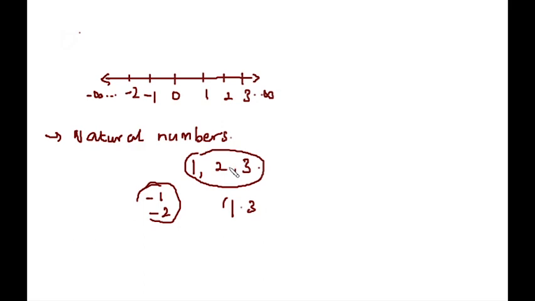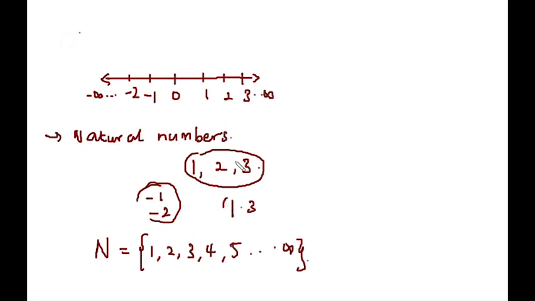So in set format, you can say natural numbers can be given as N is equal to all whole numbers from 1, 2, 3, 4, 5, and then on to positive infinity. So these are natural numbers.